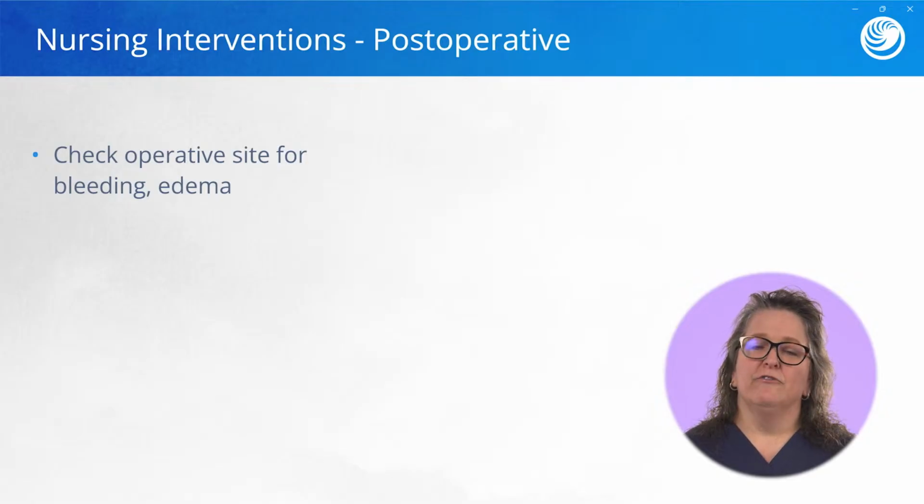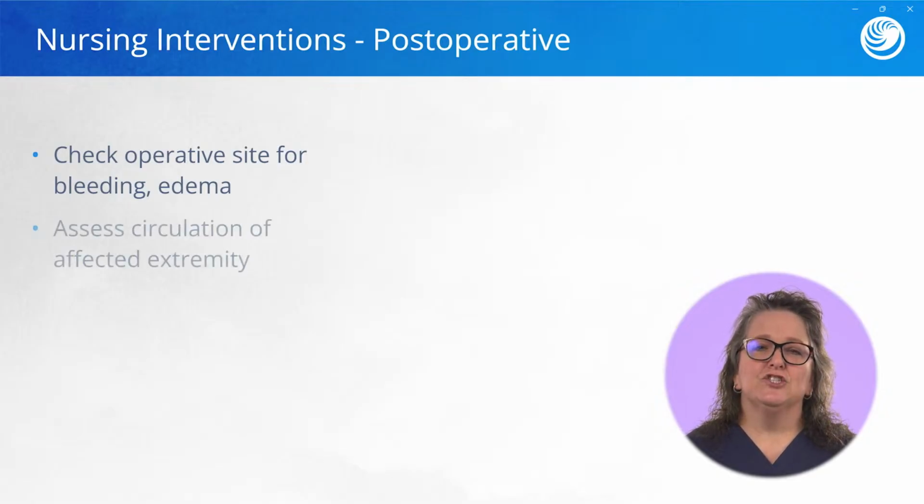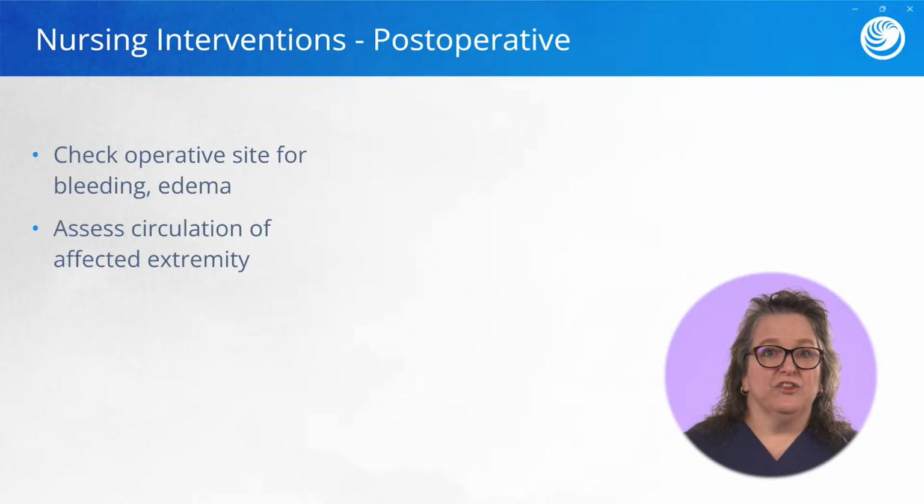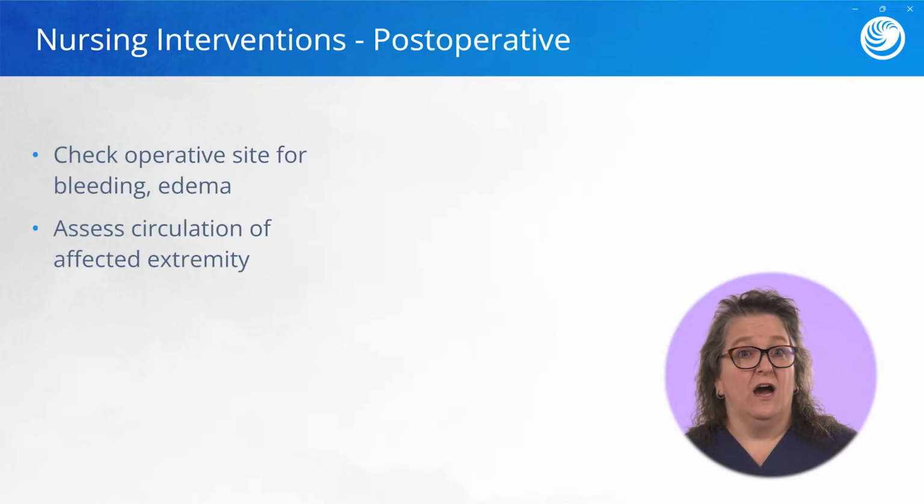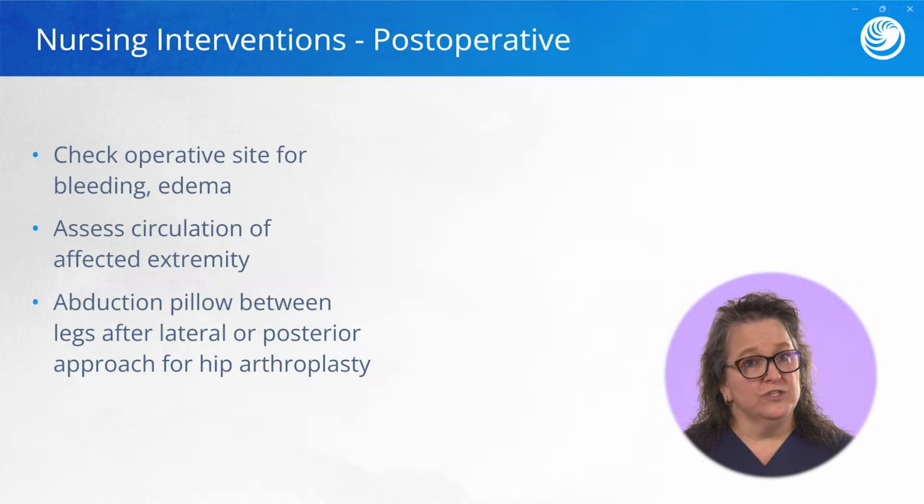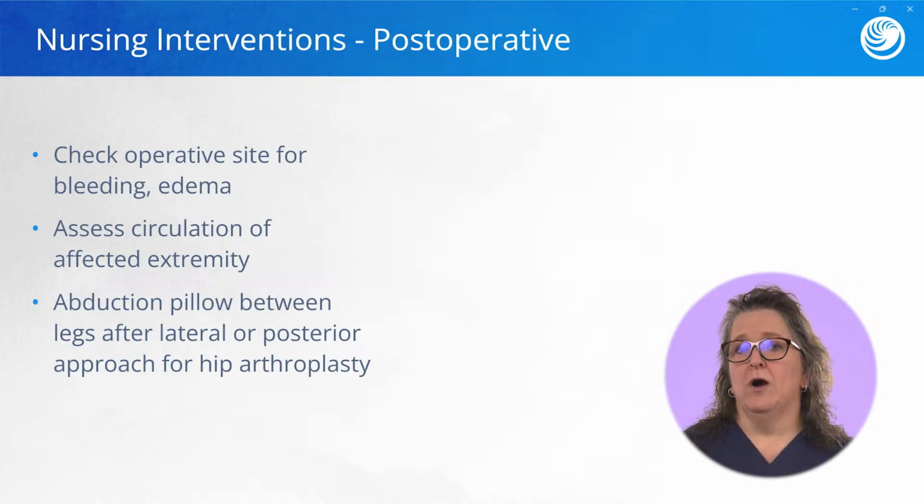Check the operative site for bleeding and edema. And check circulation of the affected extremity, those neurovascular checks. Distal pulses, is the foot the same color and temperature as the other foot, sensation, capillary refill. An abduction pillow may be placed between the legs after the lateral or posterior approach is used for hip arthroplasty. A special pillow is placed between the legs, or a couple of regular bed pillows can be used. This will help the client avoid adduction.